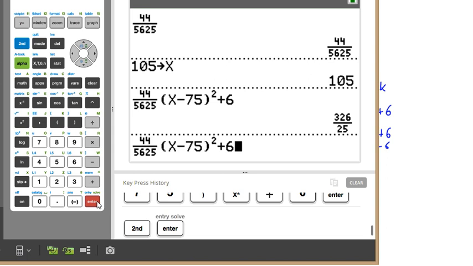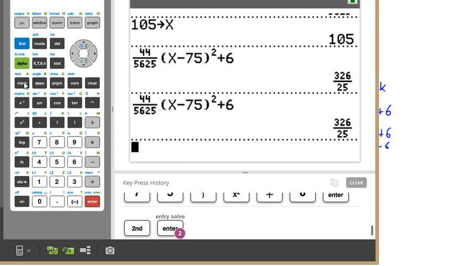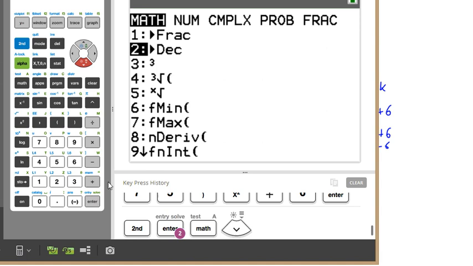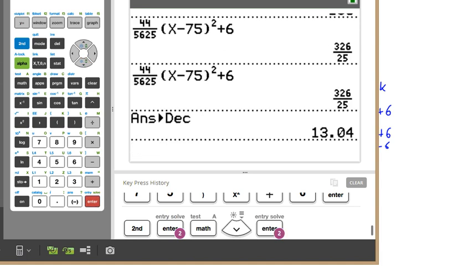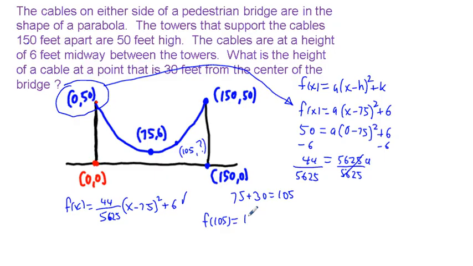No, that's the wrong one. Okay, what I'm going to do is go to math, decimal. If you have it in fractions, so 13.04 feet high. Yeah, that's how high the cable is. So that's going to be our answer here. So that's going to be it.